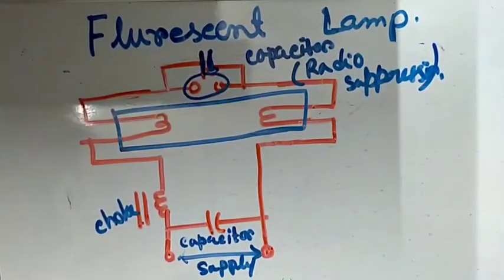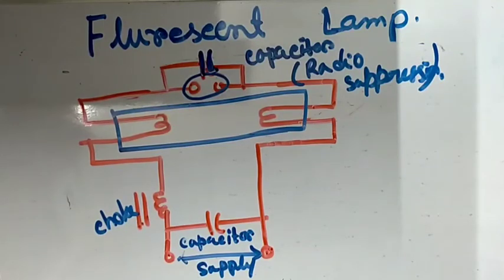So this is the diagram of a fluorescent lamp. The mercury vapor lamp operating at low pressure emits radiation at about 2500 angstrom, while at high pressure it emits radiation of about 3650 angstrom. Since both emissions are in the ultraviolet region, they are of no use as a source of light. However, this radiation can be used to excite certain materials.